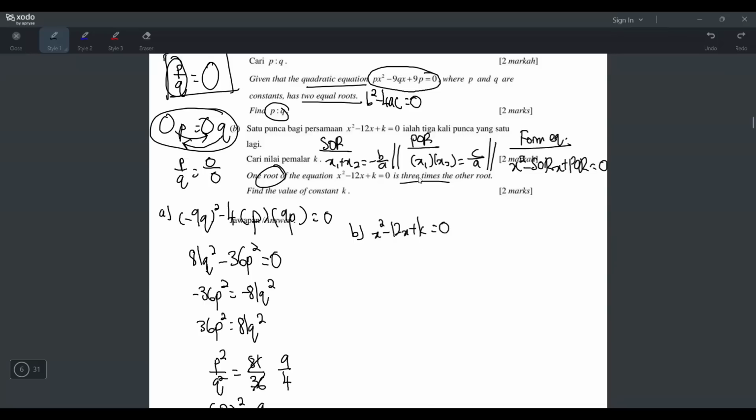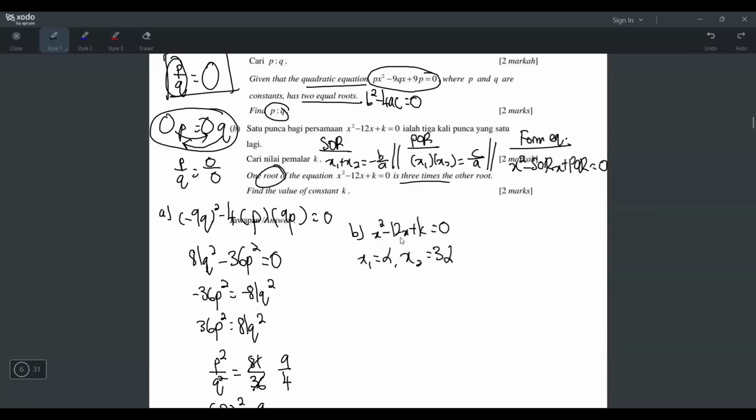And they said one root is 3 times the other root. What is root? Root means x. Okay, x. Or you can say like the solution, right? So one of the x solution answers is 3 times the other answer. So I can let my x1 equal alpha, my x2 equal 3 alpha. Okay. Of course, you don't need to use alpha. You can use whatever alphabet you want. Just don't use K, because K is in the question already.